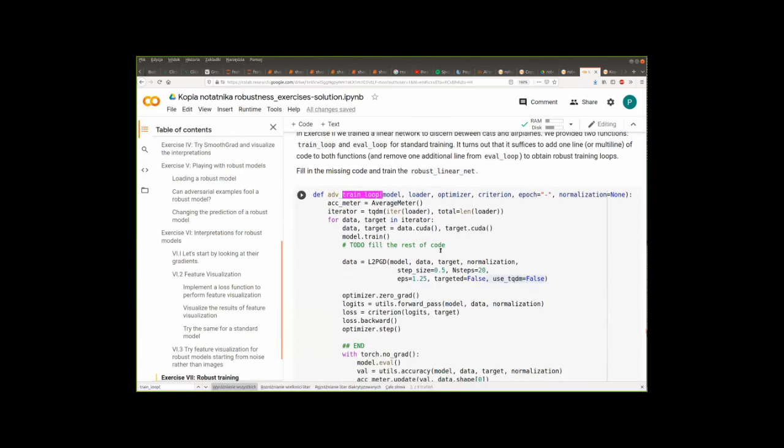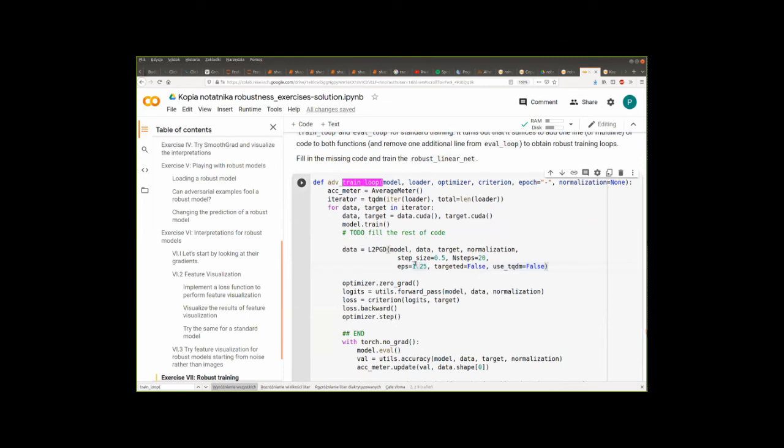So what it should look like: we've got our data point and we want to swap this data point for our adversary example. So we want to run our L2PGD function with standard settings. We should have the parameter targeted set to false, because we do not want to fool our network into predicting one particular target. We just want to find as bad an example as possible.